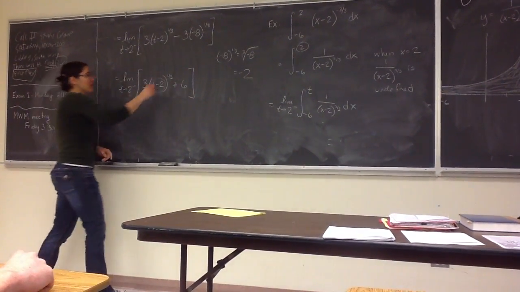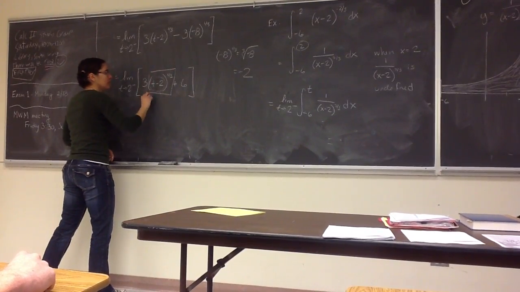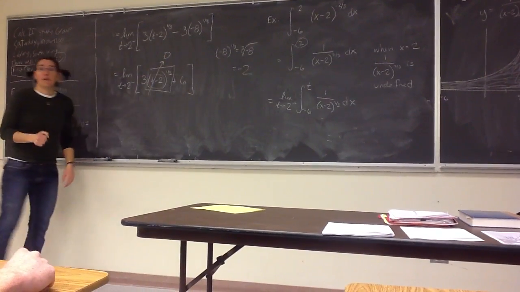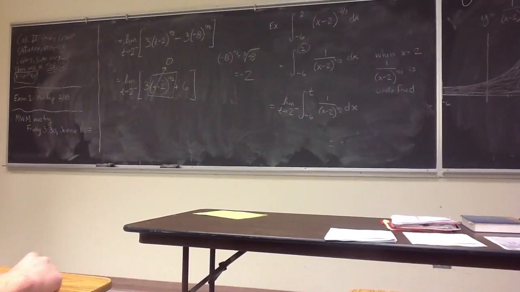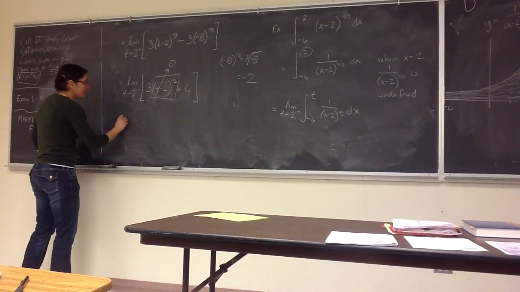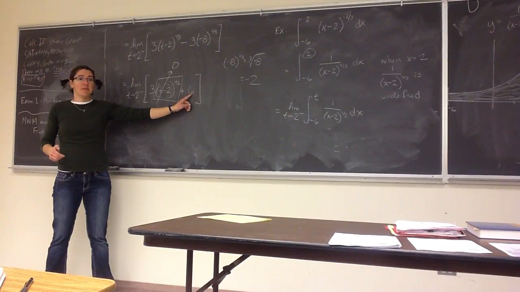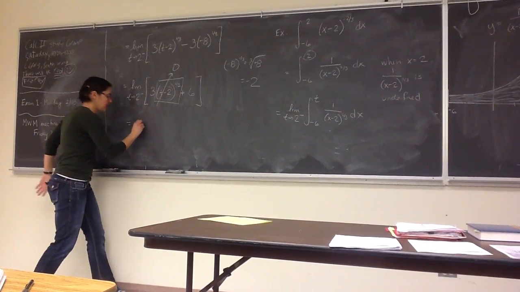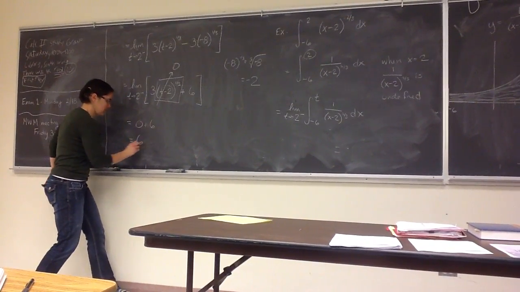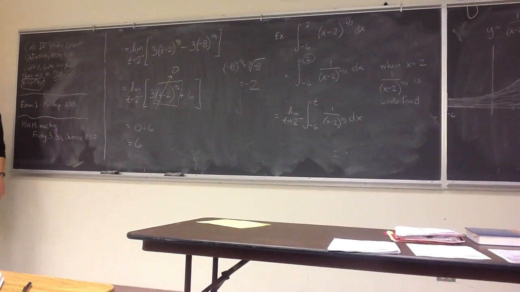So this entire term is going to go to 0. And so the 6 here, as t approaches 2 from the left, absolutely nothing happens to that. So we're left with 0 plus 6, which is a value of 6.